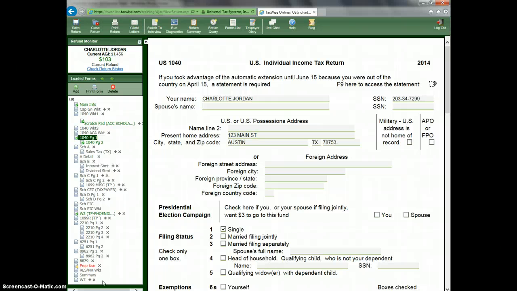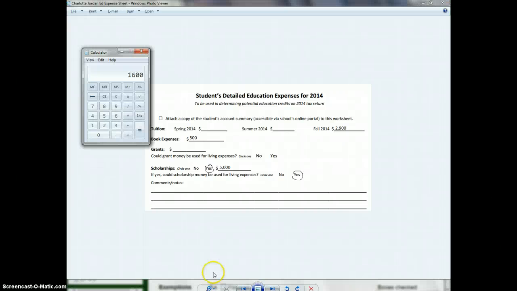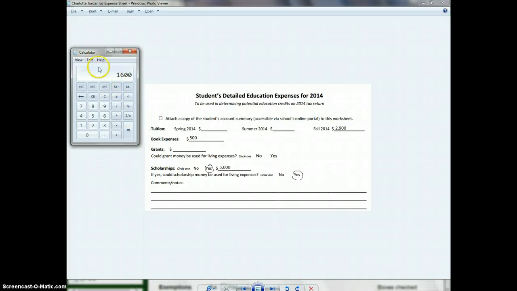So let's have a look here at how we should enter the credits on the returns. In the first, or the traditional method of calculating the credits, we see that she received $5,000 in scholarships, which was clearly more than the 3,400 listed here, right? The 2,900 plus 500. If we take 5,000 minus the 3,400, we get 1,600. So basically, she had $1,600 left over after the tuition and book expenses.